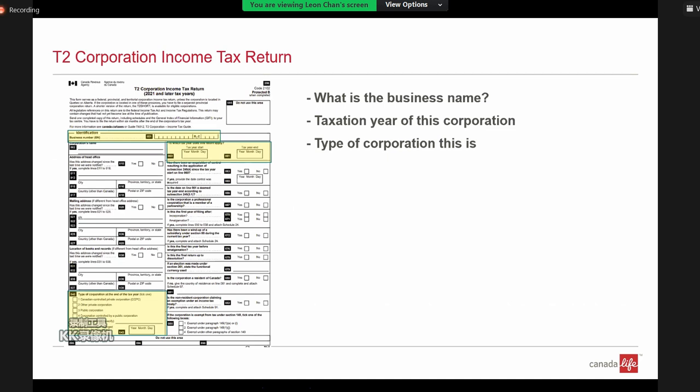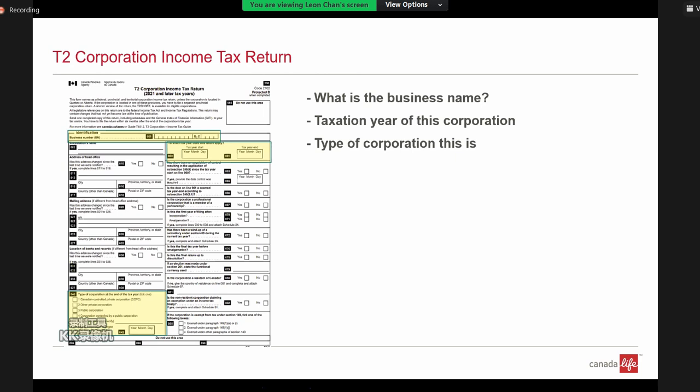just to show what type of information it can tell. On the first page of the T2 corporate income tax return, it shows a few interesting things that I find relevant. First is the business number and business name. Second would be the tax year. So what tax year is this actually applicable to, right?